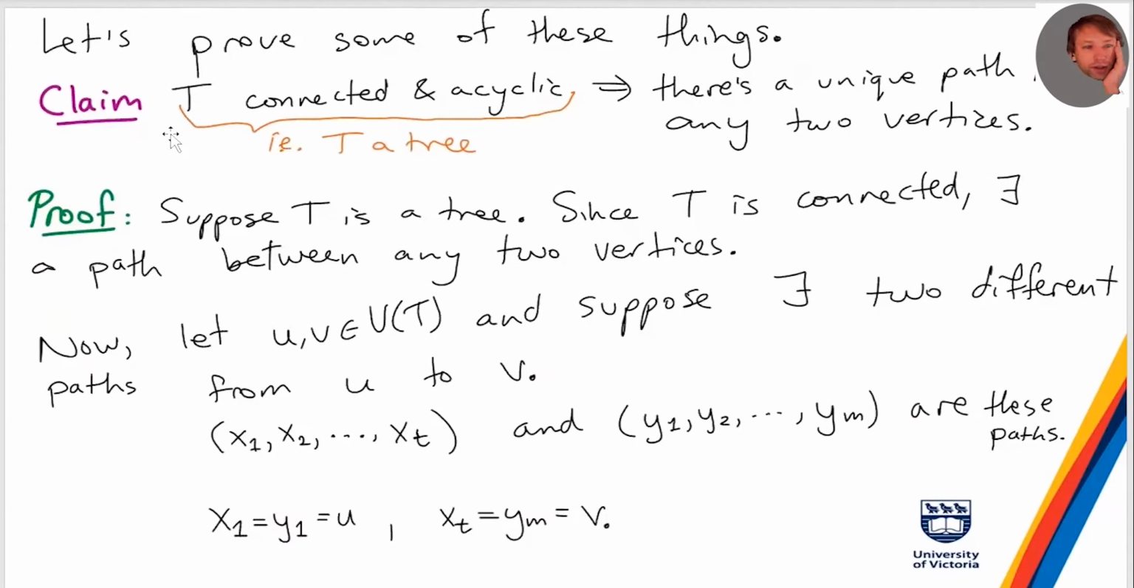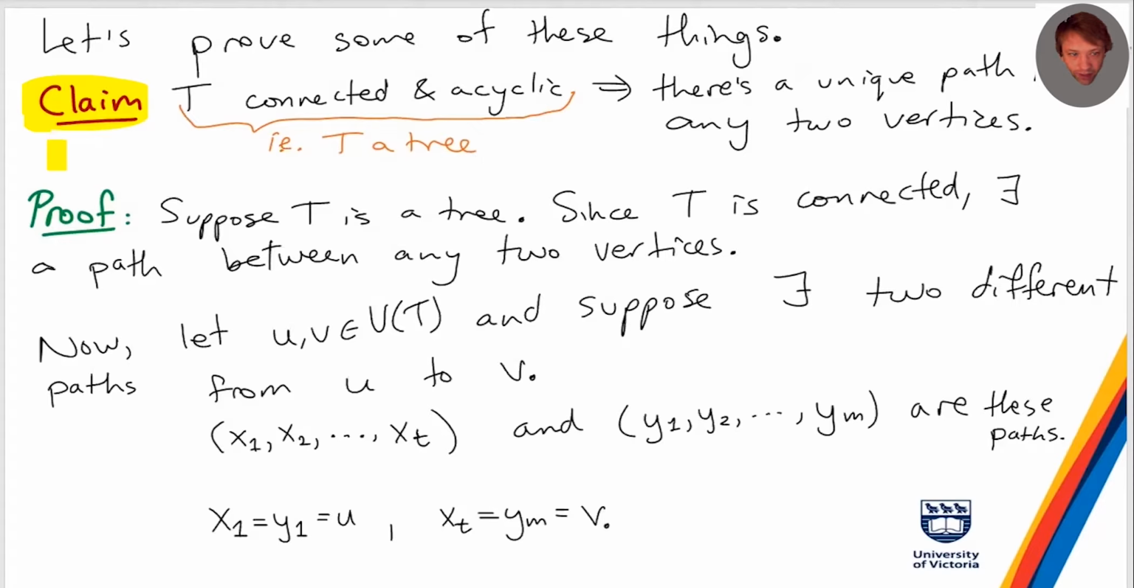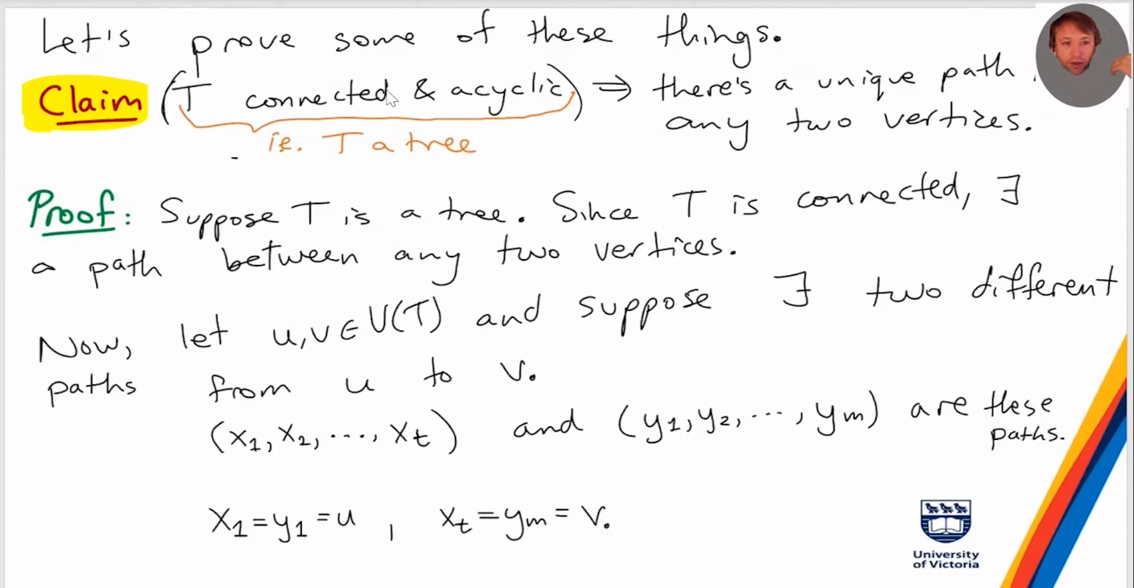What I want to prove now is the following claim: if T is a tree, which of course is the same as saying that T is connected and acyclic, that was our definition, then that implies that there's a unique path between any two vertices. Okay, so this was the first equivalent definition on the previous slide. Is it clear what we're going to try to prove? So, assume that T is a tree. Take two vertices, u and v. I want to show that there's a unique path between them. So what I have to show is that there is a path between them, but there's only one. I want to prove that there's at least one path and at most one path between those two vertices.